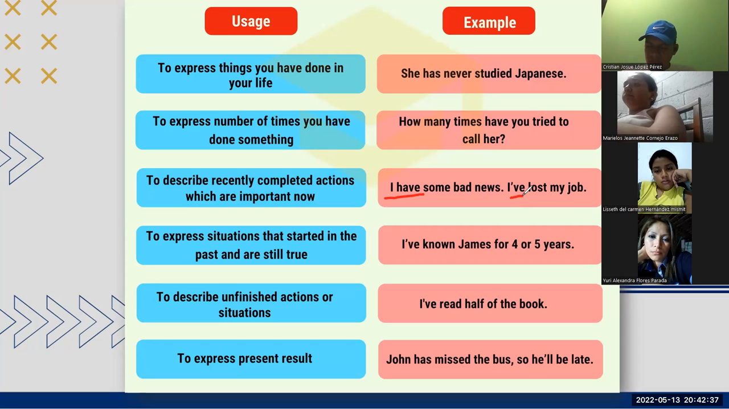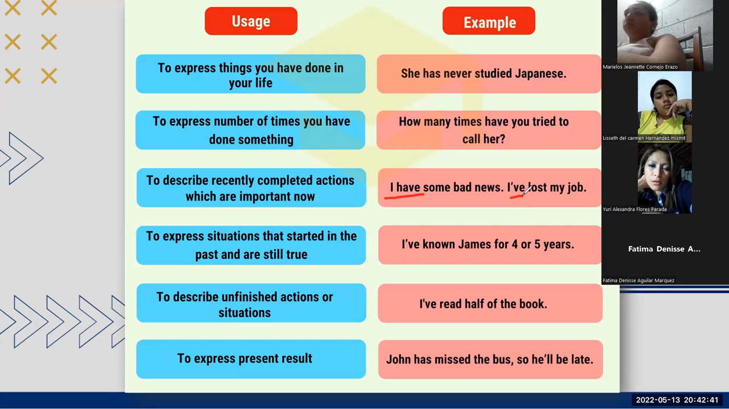I've lost. Ay, esa contracción me va a matar. I've lost. I mean, I've lost my job. I've lost my job. Okay, I have some bad news. What is the completed action here? That you have lost, I mean, I have lost the job.